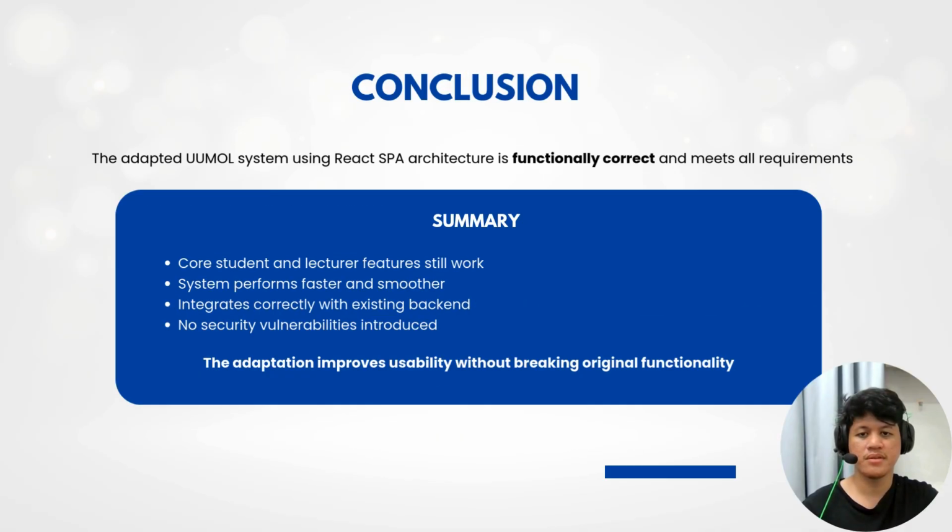So an example conclusion will look like this. The adapted UMOL system using React SPA architecture is functionally correct and meets all the requirements. A summary of all the tests conducted will be: core student and lecturer features still work, system performs faster and smoother, integrates correctly with existing backend, and no security vulnerabilities introduced. So in this case, the adaptation improves usability without breaking original functionality. The upgrade was a success.